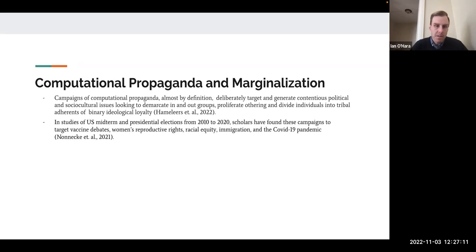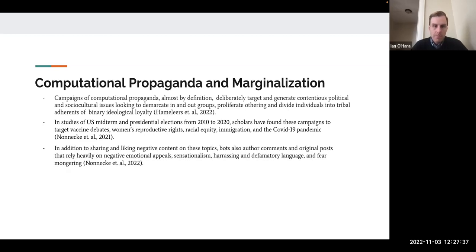In studies of US midterm and presidential elections, so studying every midterm and presidential election that occurred from 2010 to 2020, scholars have found that these campaigns were put in place to target vaccine debates, women's reproductive rights, racial equity, immigration, and the COVID-19 pandemic, obviously. So again, racial equity, women's reproductive rights, immigration, these are all groups that are traditionally socially marginalized and have been contentious socioculturally, and have become political cudgels to divide individuals along ideological lines based on their existence.